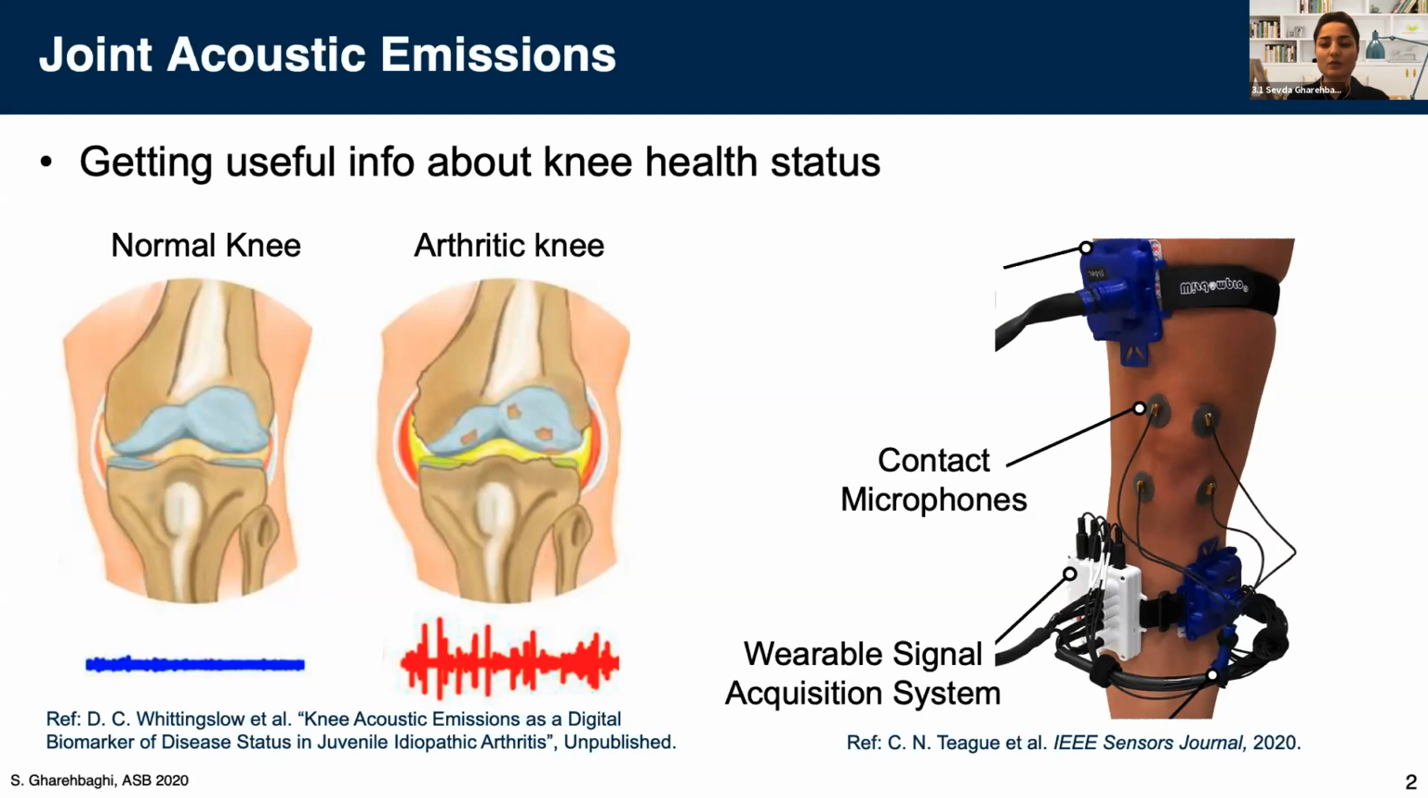These vibrations are also commonly known as joint acoustic emissions, or JAE in short, or simply joint sounds. To measure joint sounds, several contact microphones, which are basically accelerometers, were placed around the knee. The signals can be recorded with an acquisition system, which you can see on the right figure: a wearable acquisition system recently developed in our lab.